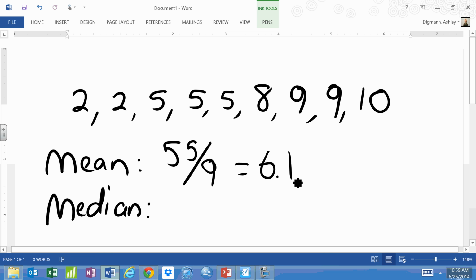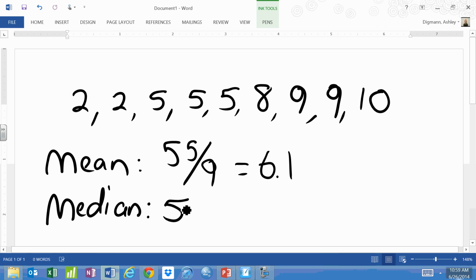Okay, now let's do the same for our median. Remember, our median is our middle point, so I'm going to find my middle point here, which looks like it's going to be at 5. I've got 1, 2, 3, 4 to the left, 1, 2, 3, 4 to the right, so my median is 5. And I'm going to erase that circle here for a minute because we're going to do some adjusting. So our mean is a little bit bigger than our median in this situation.